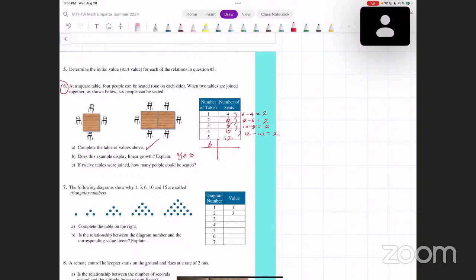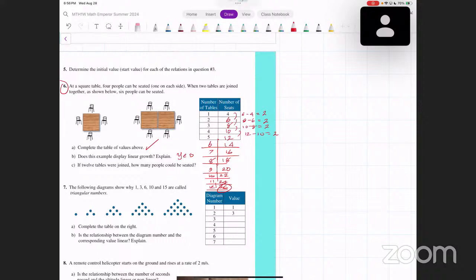6 tables, how many seats? 14 for 7, 16 for 8, 18 for 9, 20 for 10, then 11, 12. 26 is the right answer, isn't it? What is the difficult part here?